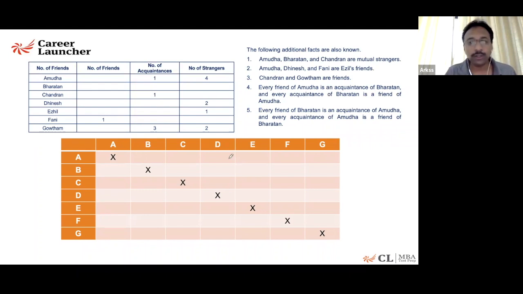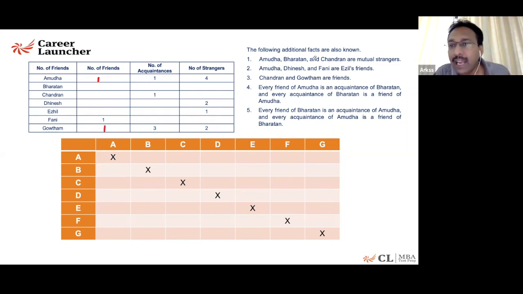First and foremost, the first thing that is given to us on the left. See, there are 7 friends: A, B, C, D, E, F, G. 7. That means there will be 6 relationships. Now, clearly, you can say that Amuda has 1 acquaintance, 4 strangers, therefore there will be 1 friend. Similarly, Gautam has 3 acquaintances and 2 strangers, therefore there has to be 1 friend. This much is the starting point you can have.